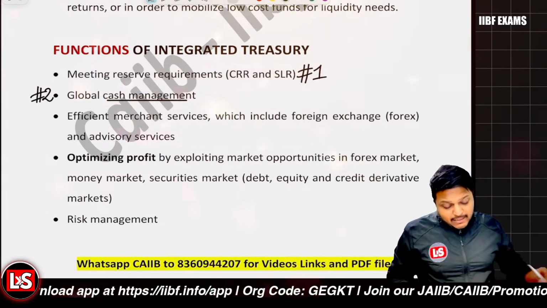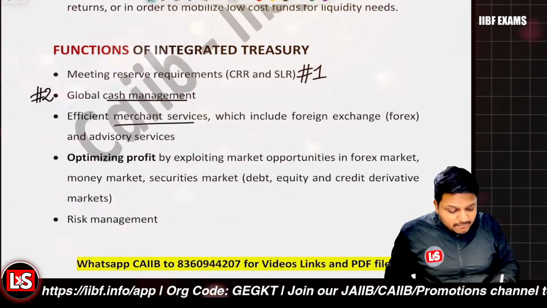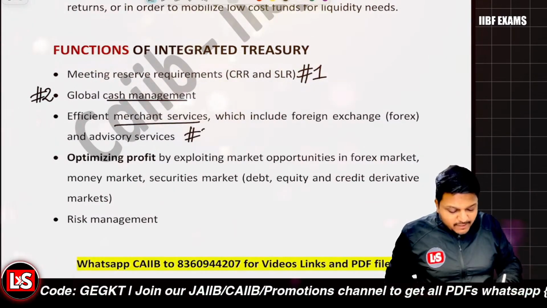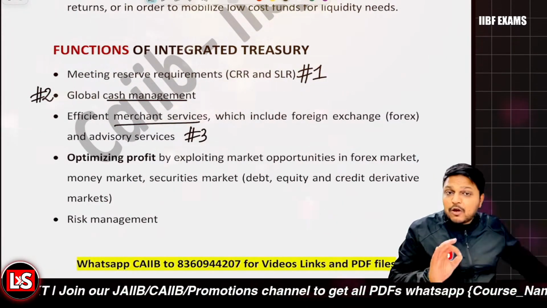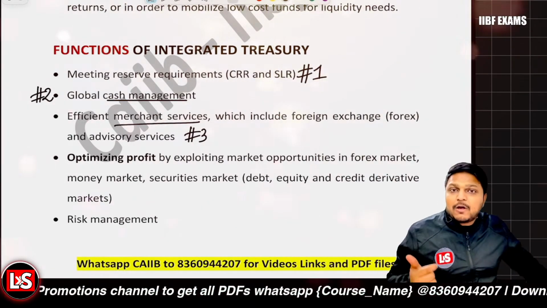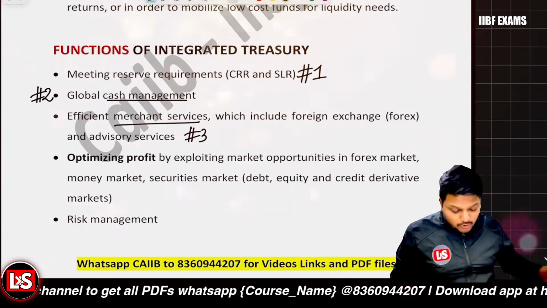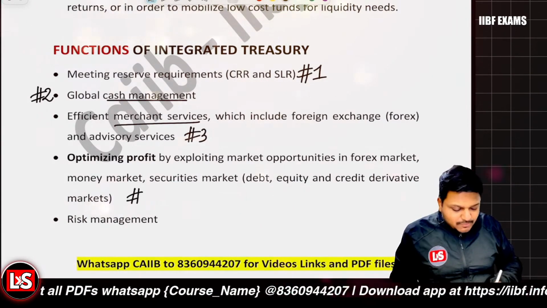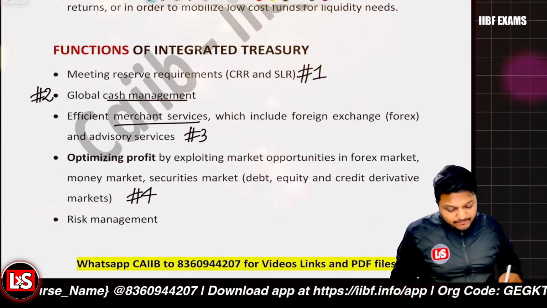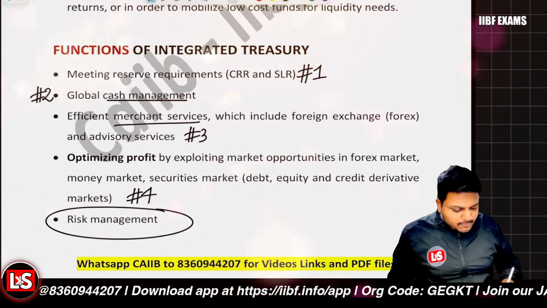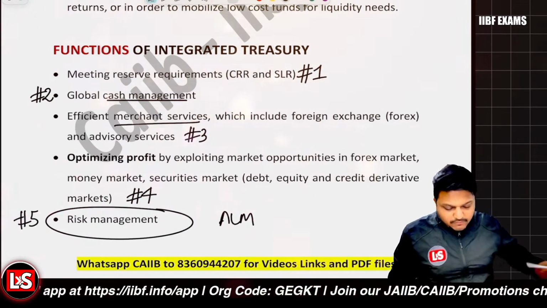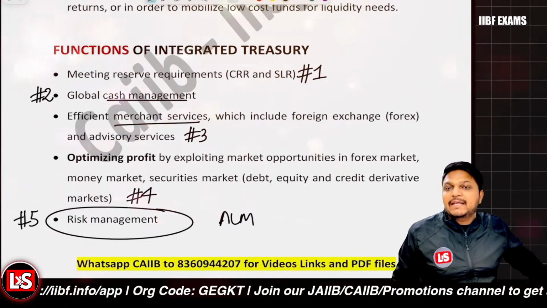And it also provides efficient merchant services and foreign exchange advisory services. Those are also provided by the treasury, and they can optimize profits by exploiting new opportunities, because multiple opportunities are available across the globe. So we can be exploiting those markets so as to have such profit havens with us. And risk management can be done in a proper manner because it deals with the ALM. So that's also a function which is performed by the integrated market.